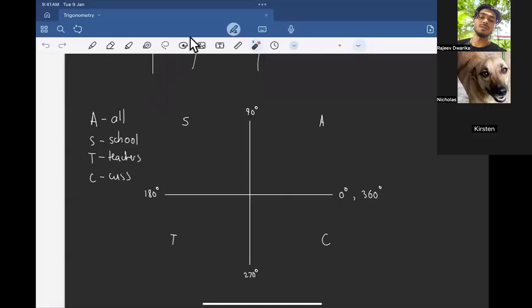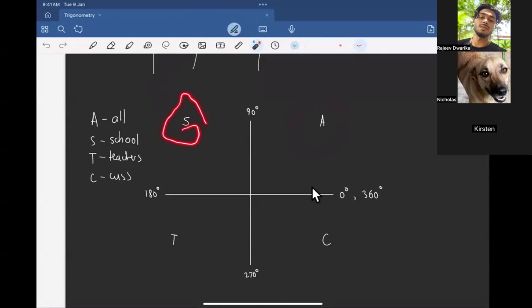Right. So quadrants. We have four quadrants. We have "All School Teachers Cuss." So in the first quadrant, all trig ratios are positive. All values are going to be positive. In the second one, only sine is going to be positive. In the third one, only tan.